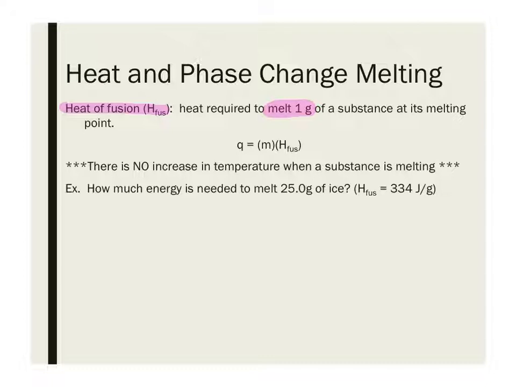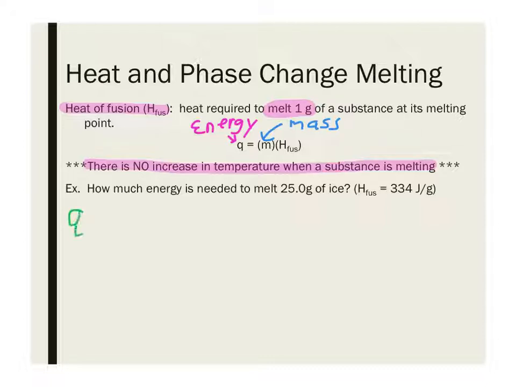In the heat of fusion equation, we are looking for Q, which is energy, or specifically heat energy. The m is the mass, and H fus stands for heat of fusion. Now, there's no increase in temperature when a substance is melting. All the energy is going into breaking those IMFs.